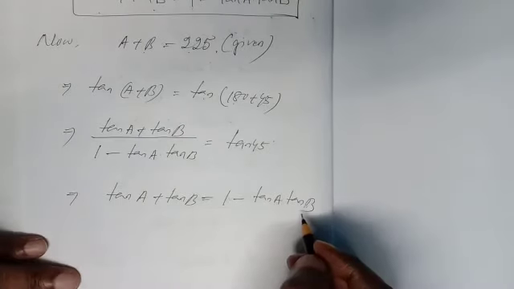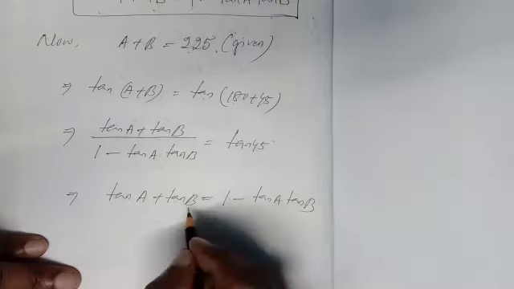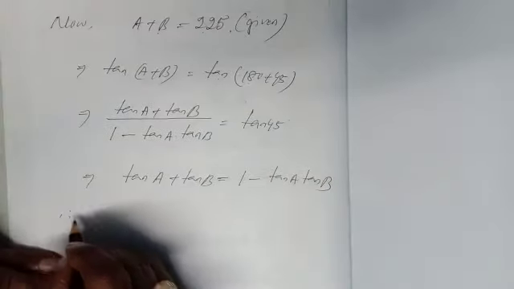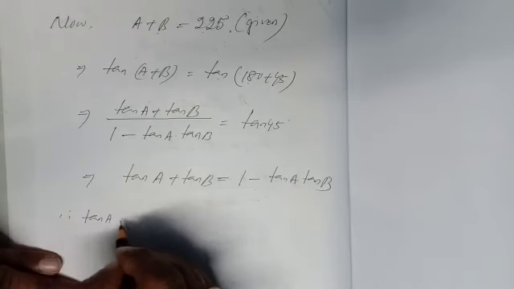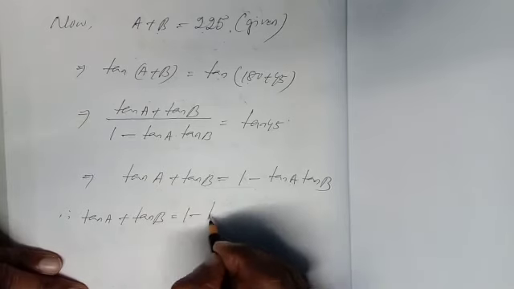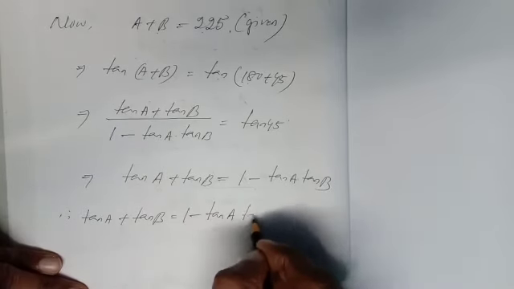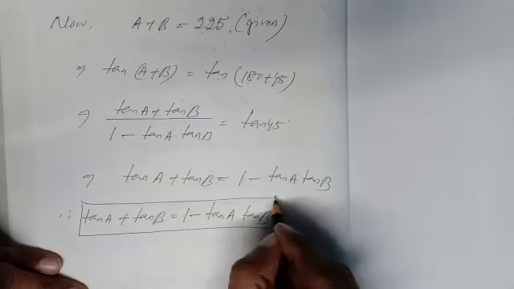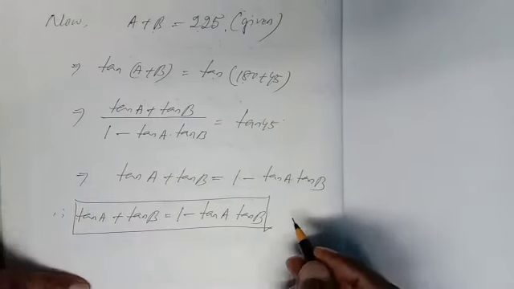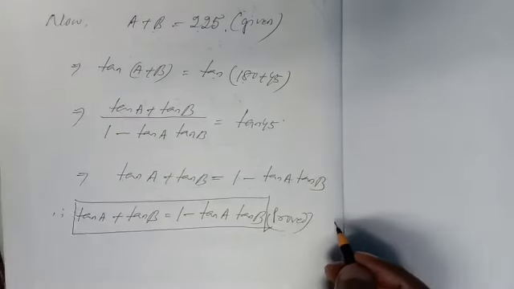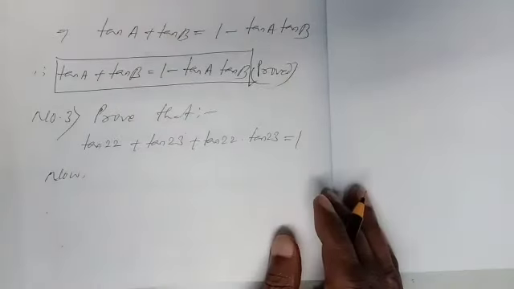And what is your requirement to prove? Tan a plus tan b is equal to 1 minus tan a into tan b. That you got or not? Therefore final result you are getting tan a plus tan b is equal to 1 minus tan a into tan b. Okay, in this way I completed the number 2 question related to compound angle, chapter trigonometry. Let us go to number 3 question, just see.